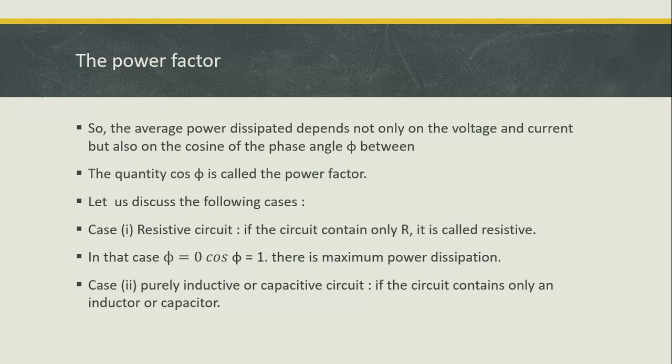If the phase angle phi between them is changed, the power factor will be changed. So the average power dissipated depends not only on the voltage and current but also on the cosine of the phase angle phi. Now let us discuss the following cases. There are four different cases. First one is the resistive circuit. If the circuit contains only R, it is called the resistive circuit.